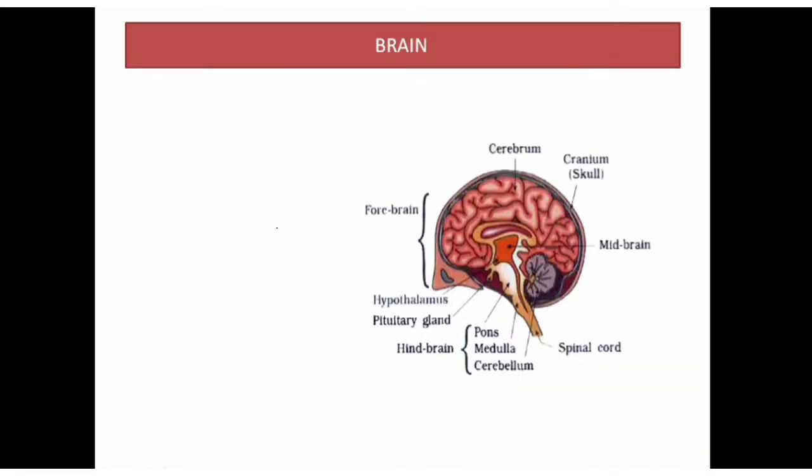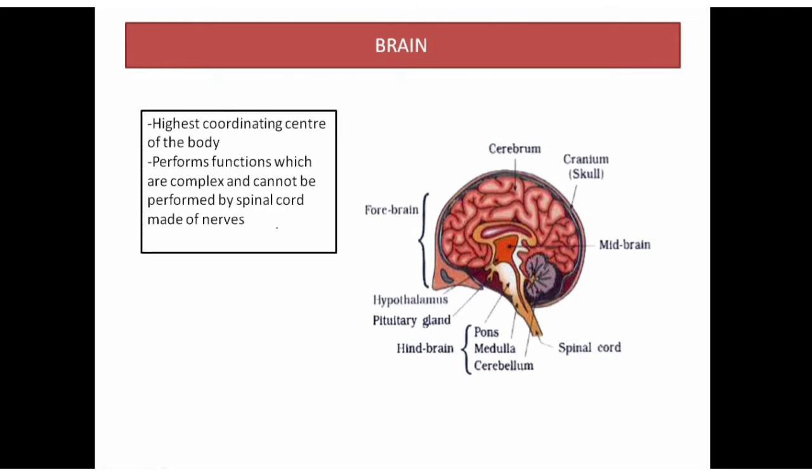Now moving forward to brain. Brain is one of the complex organs which helps in controlling all the functions, all the actions of the body except the reflex action. It is the highest coordinating center of the body, and it performs functions which are complex and cannot be performed by the spinal cord made of nerves. Okay.